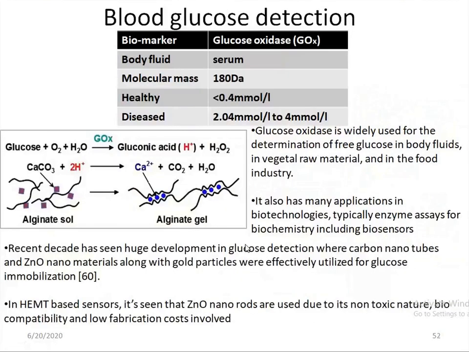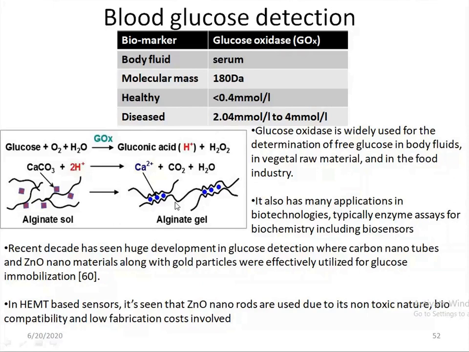Now, this is the first detection that I was interested in, blood glucose detection. This is one of the detections that can be easily done using the HEMT devices, because this biomarker is a positively charged biomarker that has a large concentration of 2.04 to 4 millimole per liter when a person is affected by diabetes, and a very low concentration of less than 0.4 millimole per liter in a healthy person. Using this, we found the effective charge due to this biomarker, introduced it to the device gate, and checked the sensitivity of the device.